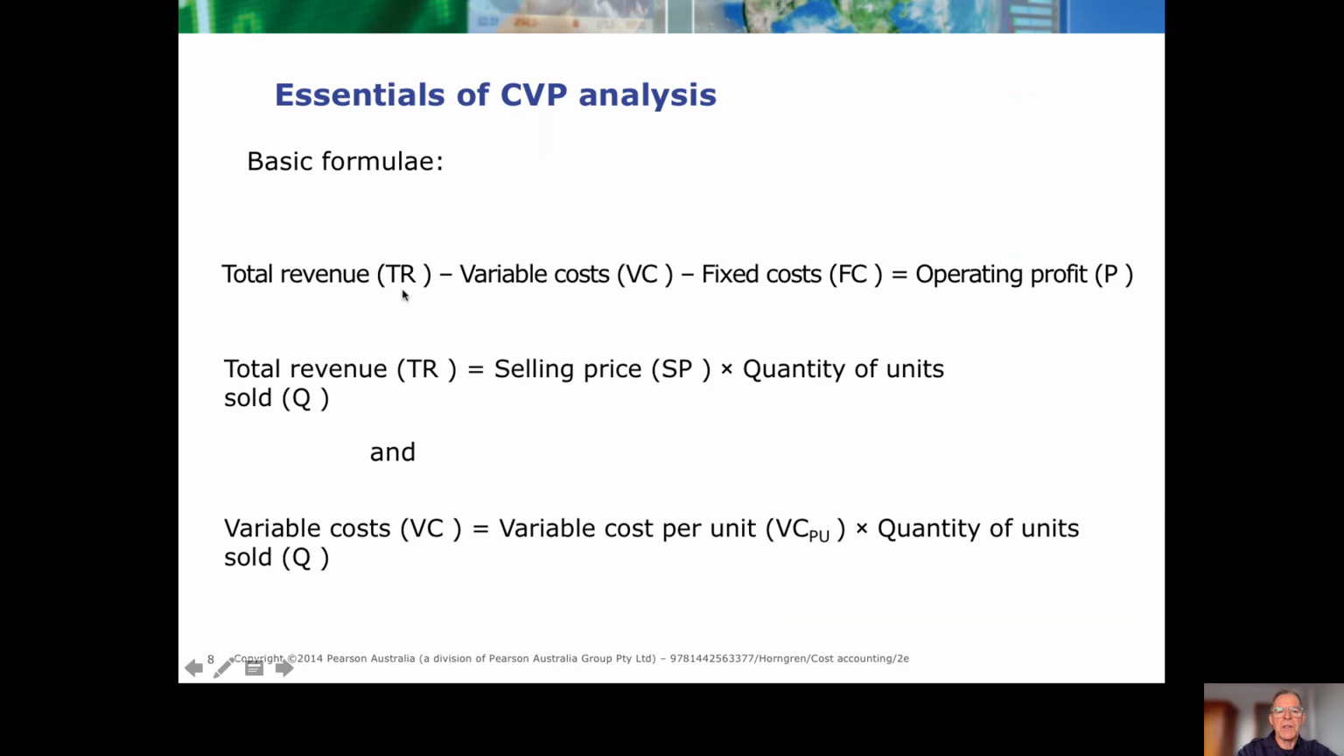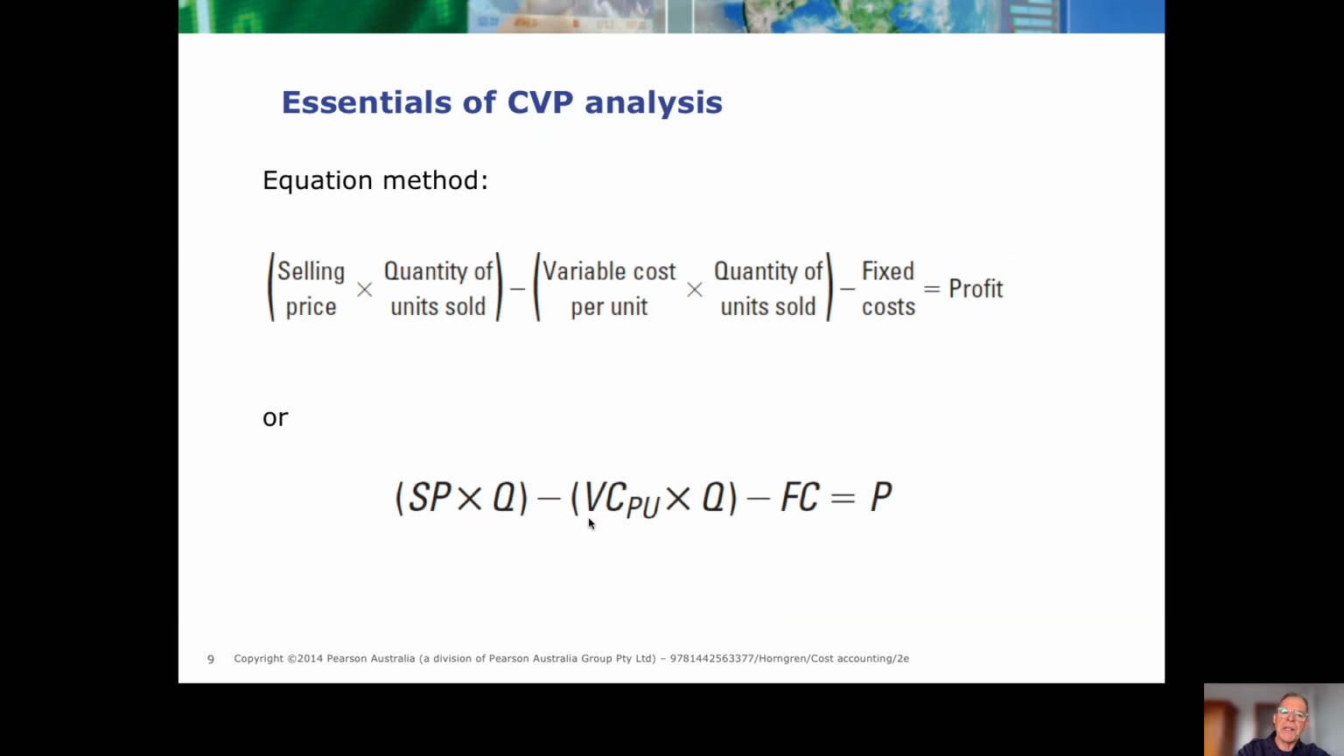So the basic formula: total revenue minus variable cost minus fixed cost gives me my operating profit. Essentially I can key in the data and work out a whole range of scenarios there. Be aware that total revenue is made up of your selling price times your quantity or volume, and variable cost is made up of your variable cost per unit multiplied by your volume or quantity. Putting the data in: selling price times quantity, minus variable cost per unit times quantity, minus the fixed cost, will equal my profit. So we'll use a bit of algebra perhaps to solve some questions.